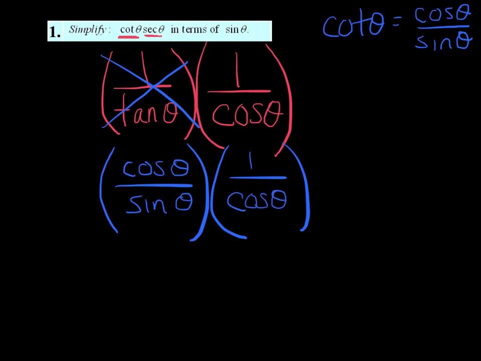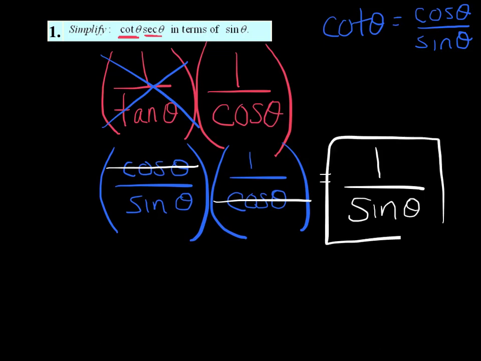Now take a look. I think this is much nicer. You'll see on top you have the cosine, and on the bottom you have a cosine, and anytime you have the same on the top and bottom and you're multiplying, they cancel each other out. So what's left? On top, all you have left is the number 1, and on the bottom all you have left is sine. So I would say this answer is 1 over sine theta, and we're done.